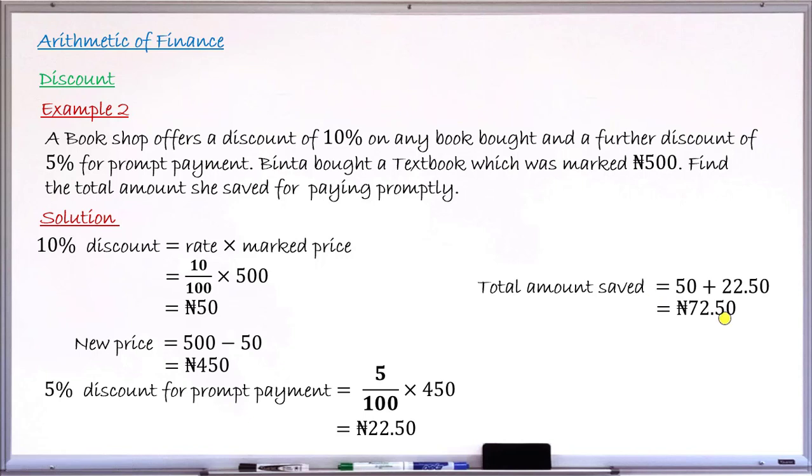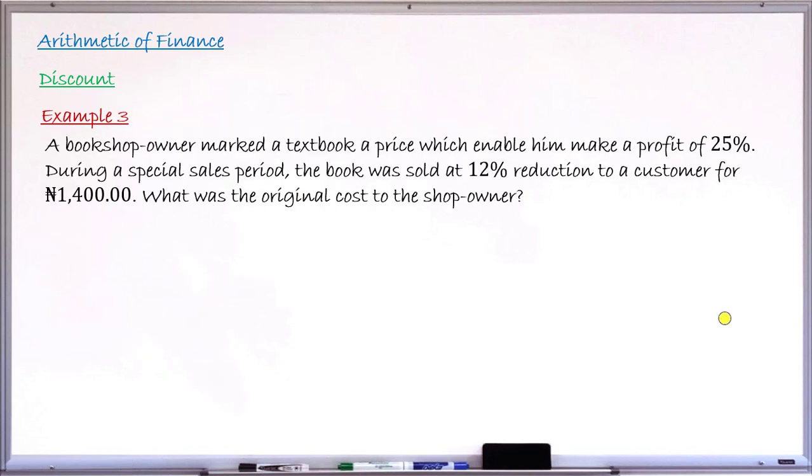Let's just move and take a last example. Example number 3 says a bookshop owner marked a textbook a price which enabled that bookshop owner make a profit of 25%. But during special sales period, that book was now sold at 12% reduction, that is discount, to a customer, and that customer paid 1,400 naira for the book. The question asked here is what was the original cost to the bookshop owner.